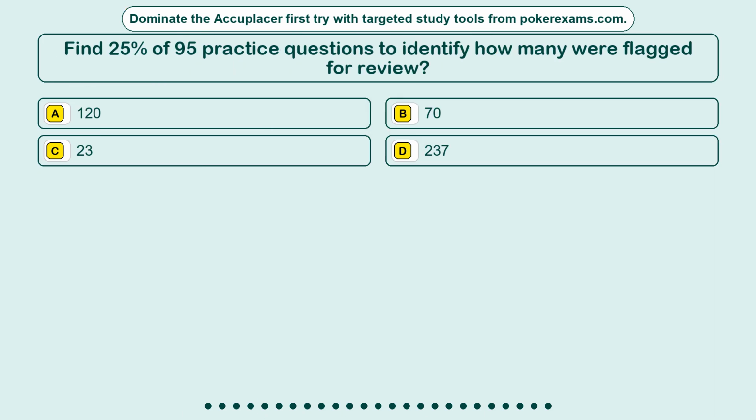Question 4. Find 25% of 95 practice questions to identify how many were flagged for review. Option A, 120. Option B, 70. Option C, 23. Option D, 237.